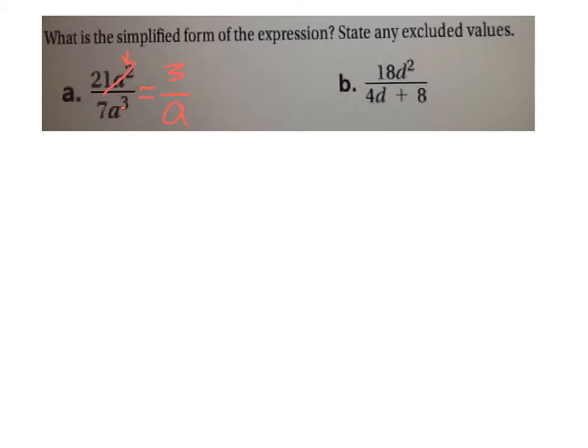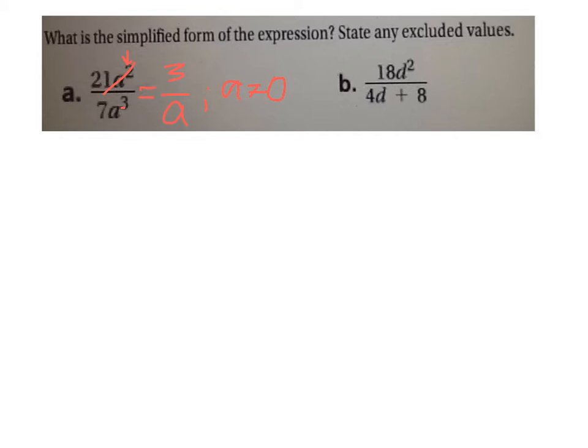Now, always you're checking for excluded values. Because there's no adding and subtracting going on here, it's pretty easy to do the excluded, and I would just say that a can't equal 0, because if 0 was raised to any power, doesn't matter if it's 3, 10, 1, 0 to any power remains 0. 0 times any number will give you 0. So a cannot equal 0 in that point. All right, so then the next one.